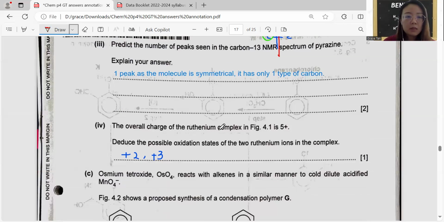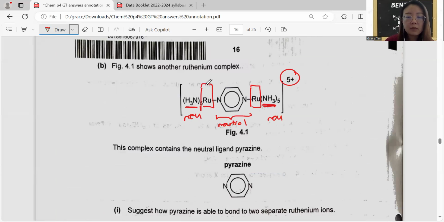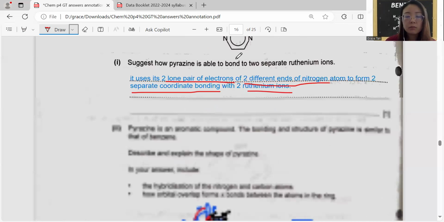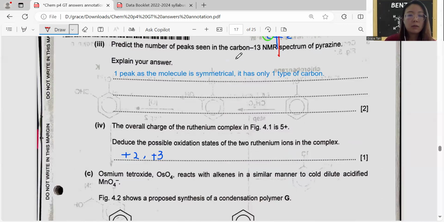Deduce the overall charge of ruthenium. Deduce the possible oxidation state of the 2 ruthenium. The whole complex is +5. You can see here, the whole complex is +5, and there are 2 ruthenium. What is the possible oxidation state of the ruthenium? So +2 and +3. Which one is +3 and which one is +2? We don't need to know. But because it behaves like iron, it is +2 and +3. So therefore, one is +2 and one is +3. The total charge is +5.